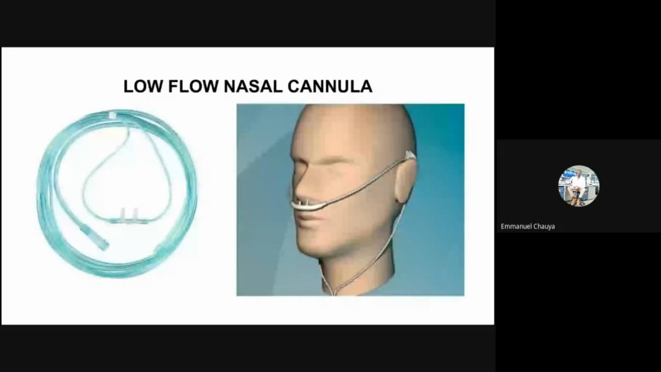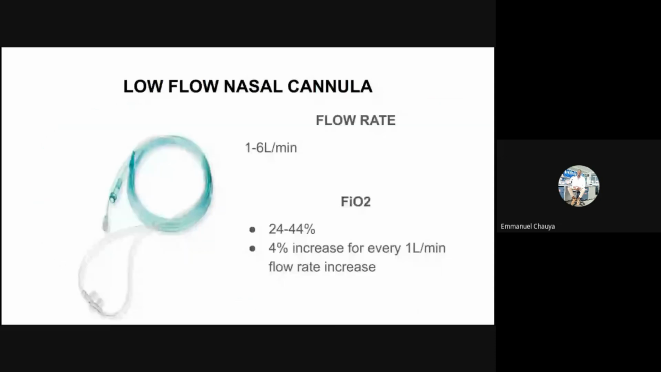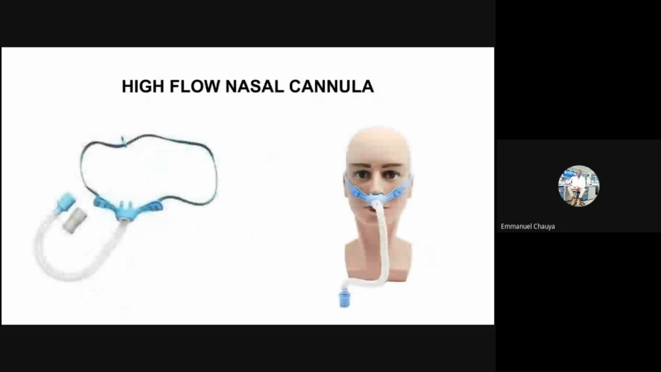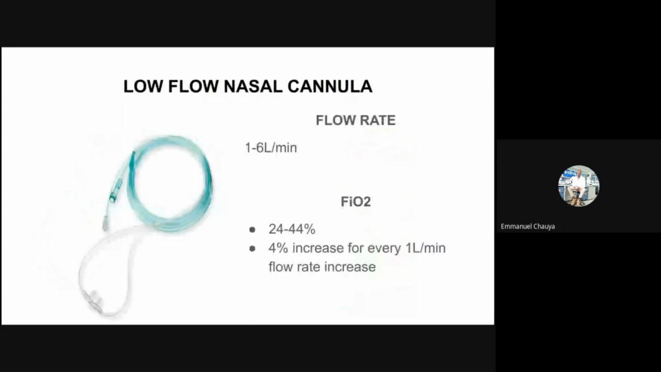In a low flow nasal cannula, you would have a 4% increase for every 1 liter per minute increase in flow rate. You can see that the FiO2 of a low flow nasal cannula starts at 24%, meaning that in normal atmospheric air, we know we have 20 to 21% oxygen. So immediately we give 1 liter, we have an increase of 4%. That's why we're starting at 24% up to 44% FiO2.